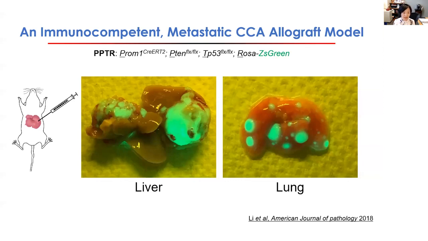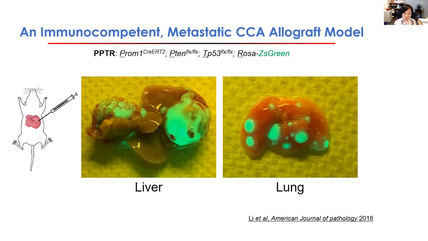So in my lab, we have generated an immune competent metastatic cholangiocarcinoma allograft model. This model is based on a genetic mouse model that we have reported previously. This genetic model has PTEN and p53, these 2 very important tumor suppressors, deleted from a prominent liver progenitor cell population. And we also have ZsGreen, a modified green fluorescent protein, introduced into the tumor cells. So the tumor is green. Even to our naked eyes, this is very strong green fluorescent protein. But under a fluorescent microscope, we can easily visualize the tumor cells.